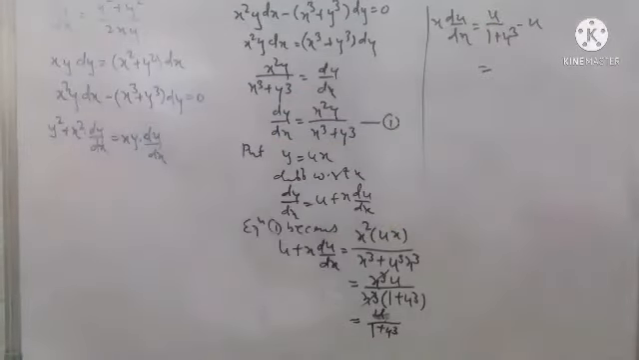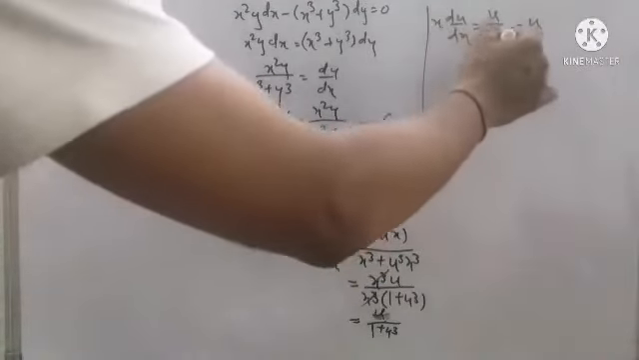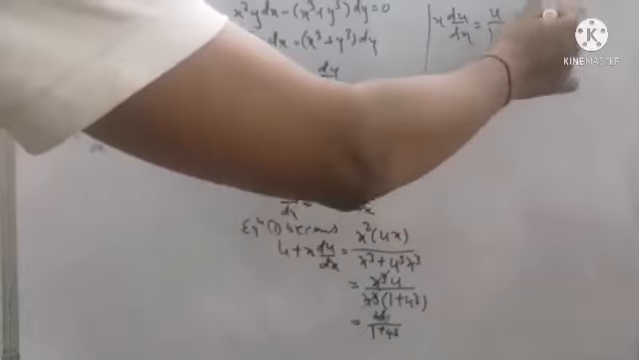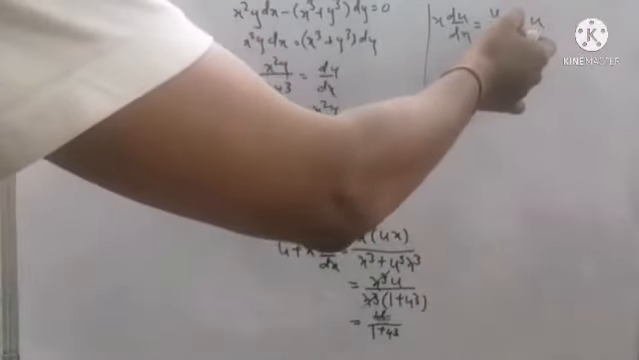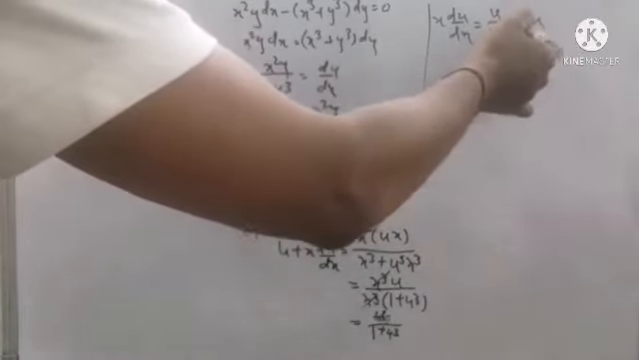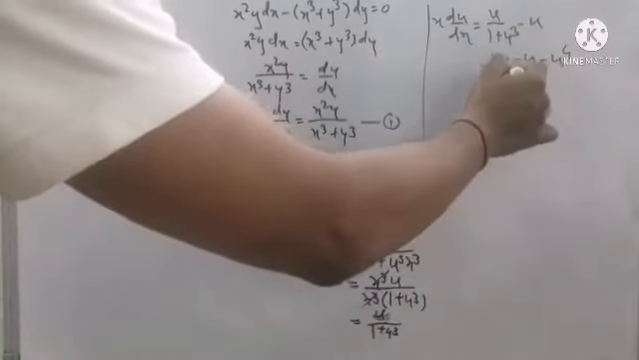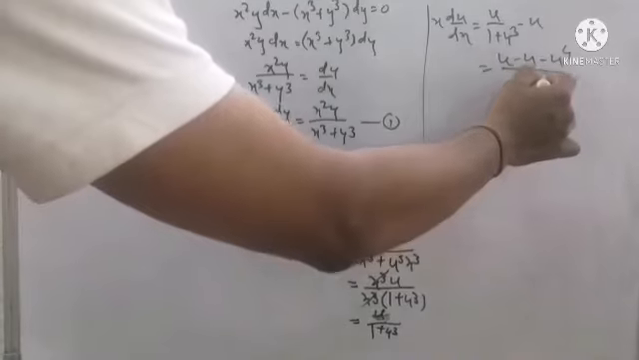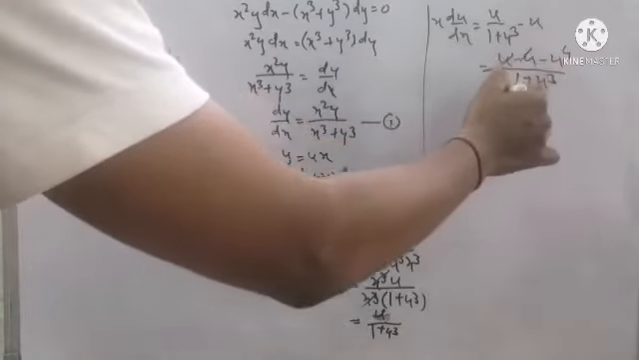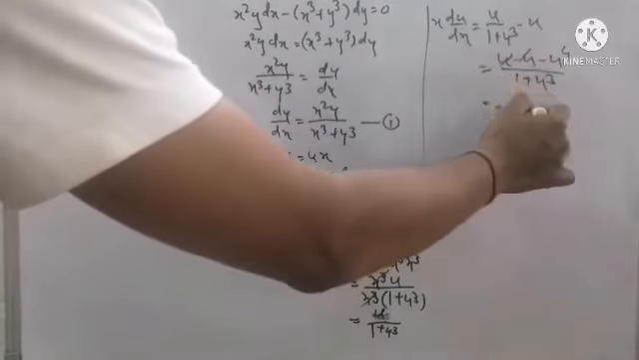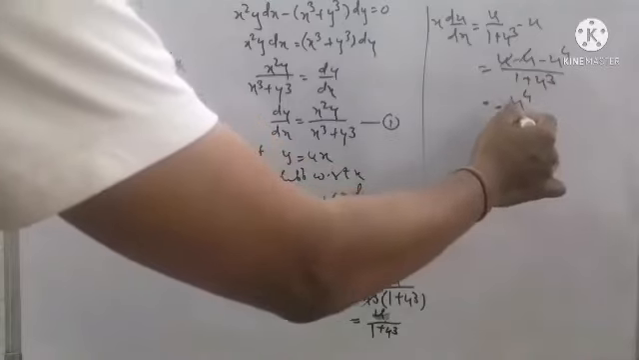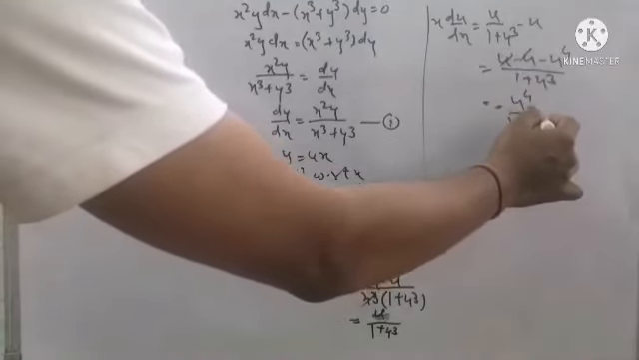By simplification we take cross multiplication, as the first term numerator has u and the second term numerator is multiplied with the denominator of the first term: minus u into 1 minus u into u cube, minus u raised to 4, and the denominator is 1 plus u cube. Now u minus u gets cancelled, and we get the term on the right hand side as minus u raised to 4 divided by 1 plus u cube.